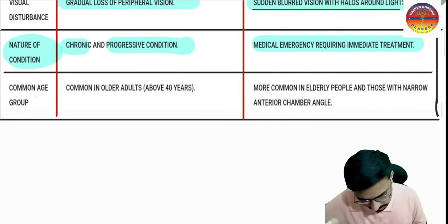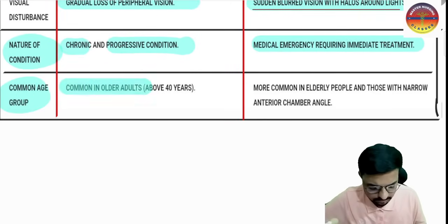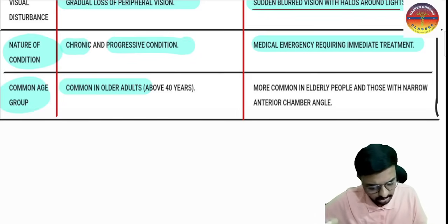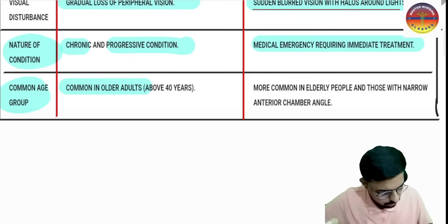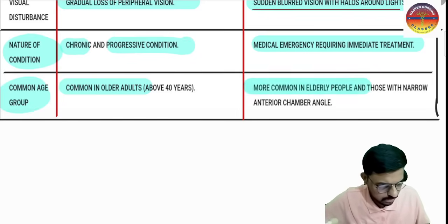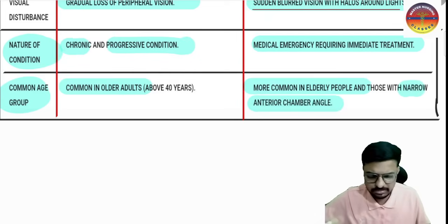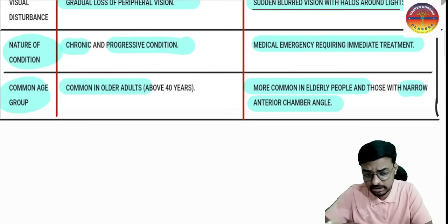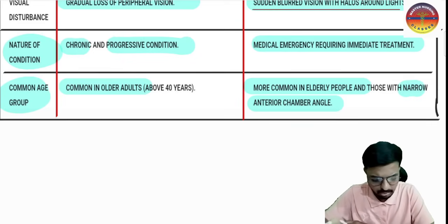Okay, so the common age group: open angle will be in older age because of the age-related problem in the trabecular meshwork. And angle closure is more common in elderly people, those with a narrow anterior chamber angle, which means the angle is getting narrow. Mostly it will be seen in elderly people. So I hope it is very much clear.